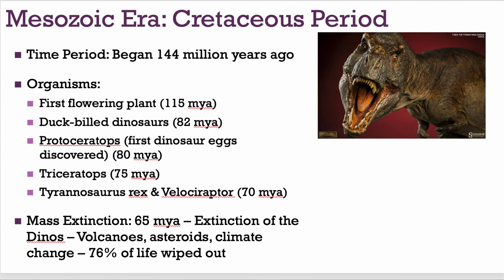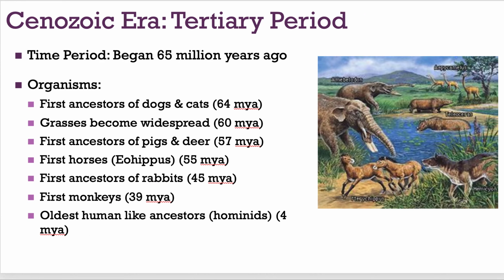All right, so then we entered the Cretaceous period, which began 144 million years ago. It had the first flowering plants. It had some more dinosaurs coming up, like the Triceratops and the T-Rex and the Velociraptor, two of the more famous dinosaurs, which didn't actually arrive during the Jurassic period. They came after the fact. But of course, then we have another mass extinction. Of course, why not? It happened 65 million years ago. It was the extinction of the dinos, which included volcanoes going off, asteroids, and climate change, and it wiped out about 76% of life.